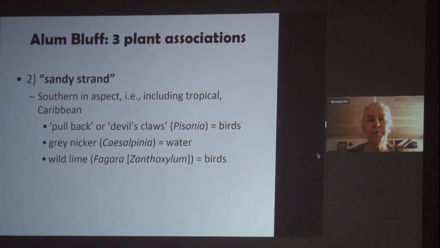He also described a sandy strand vegetation, similar to our coastal strand today, and with some basically Caribbean elements involved, such as Pisonia, Caesalpinia, and Xanthoxylum, earlier just known as Fagara. And I know that 2 of these are bird dispersed and 1 water dispersed, so you can envision how these plants would become incorporated in this developing flora along an ancient Florida coastline.